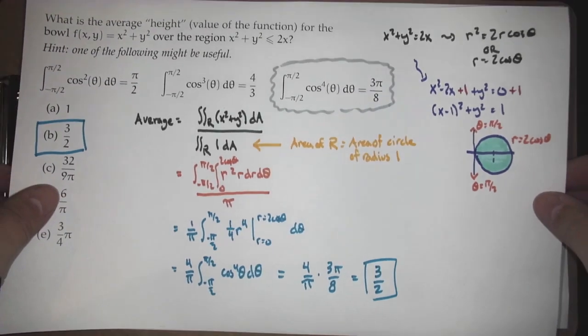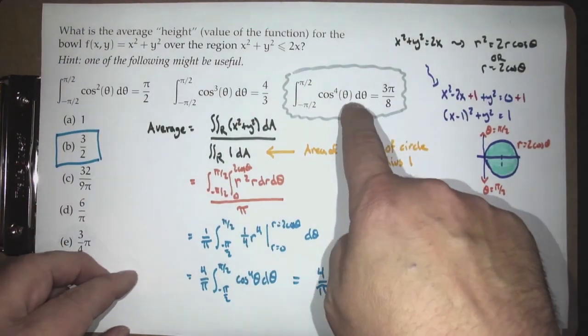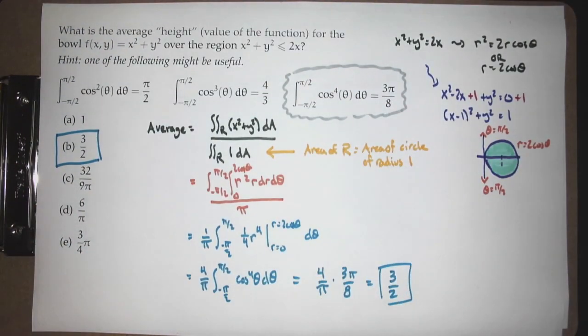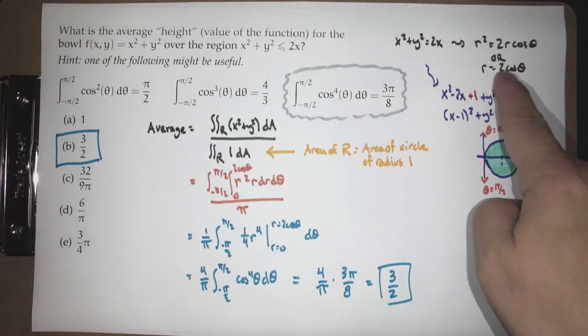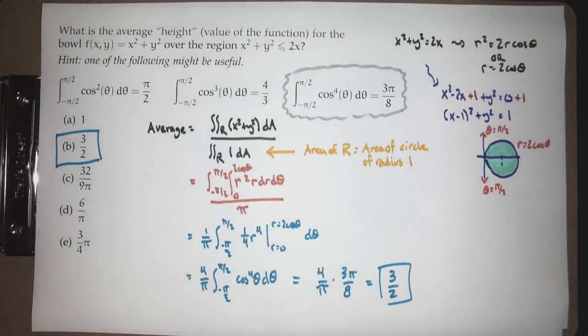How does this work? The one that was useful was the last one, the integral of cosine to the fourth. And you have to figure a few things out. First off, what is x squared plus y squared equals 2x? That's this circle centered at x equals 1, y equals 0. You can convert it into polar, r equals 2 cosine theta.